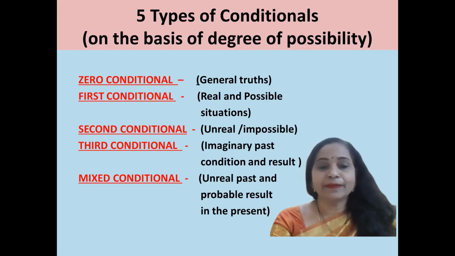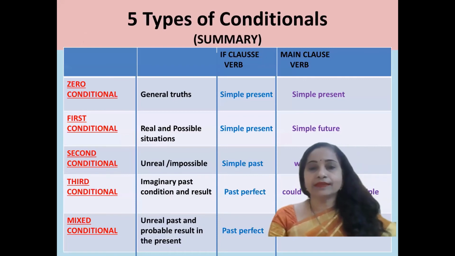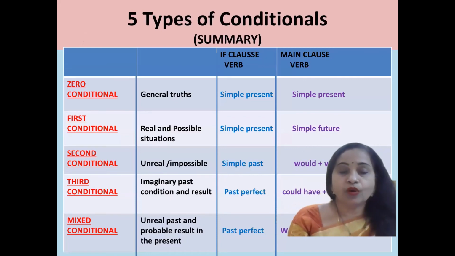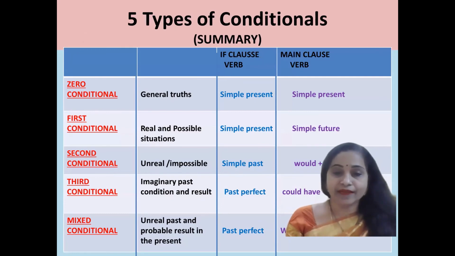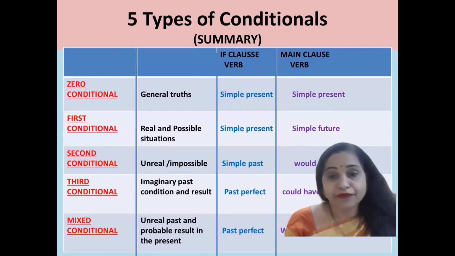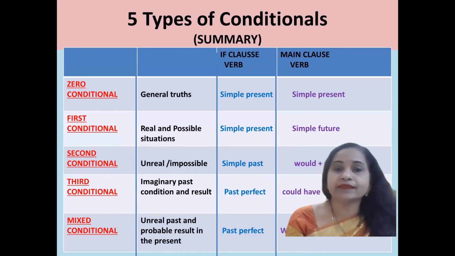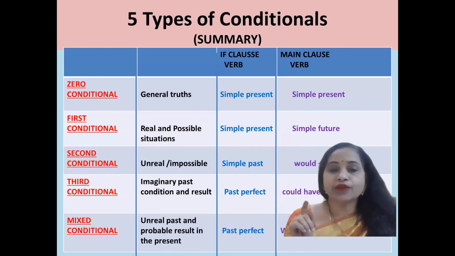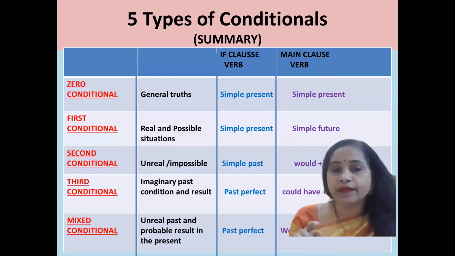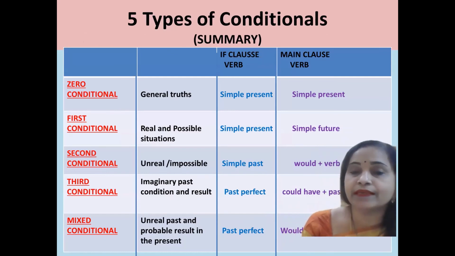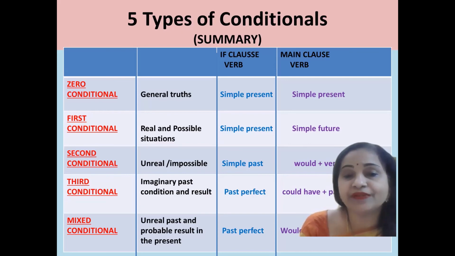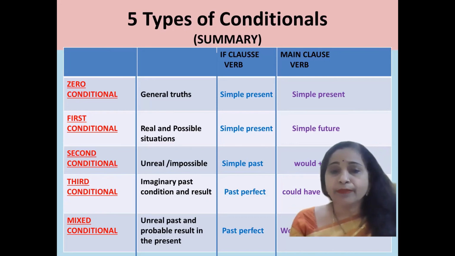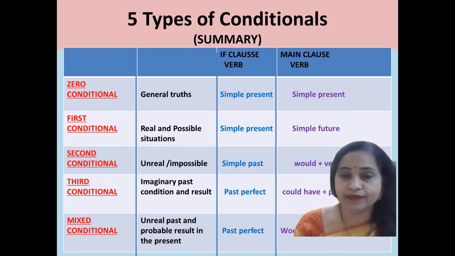So let us look at the verbs also. This is the chart I have prepared for you all, so that it gives the entire summary of the conditionals. You will never get confused in the examination. Just memorize this chart. The zero conditional talks about the general truths, and then the if clause has the simple present and the main clause has got the simple present verbs. And then the first conditional talks about the real and possible situations, and the if clause has simple present and the main clause has the simple future, will be, shall be.